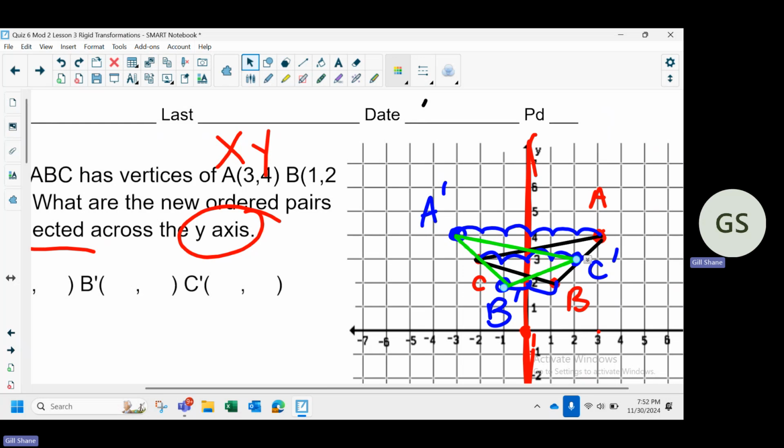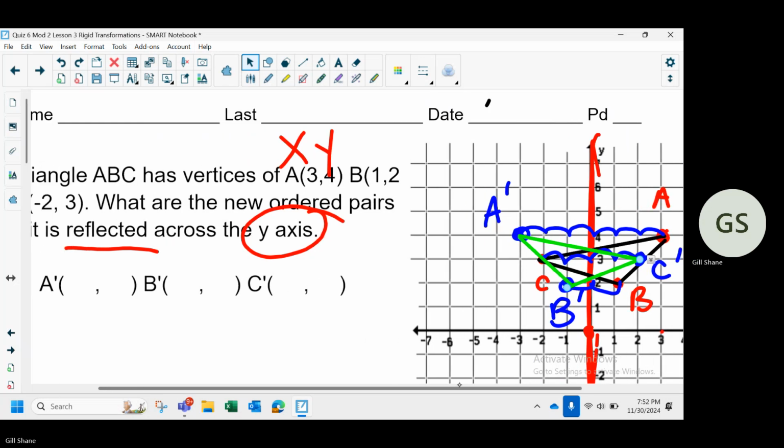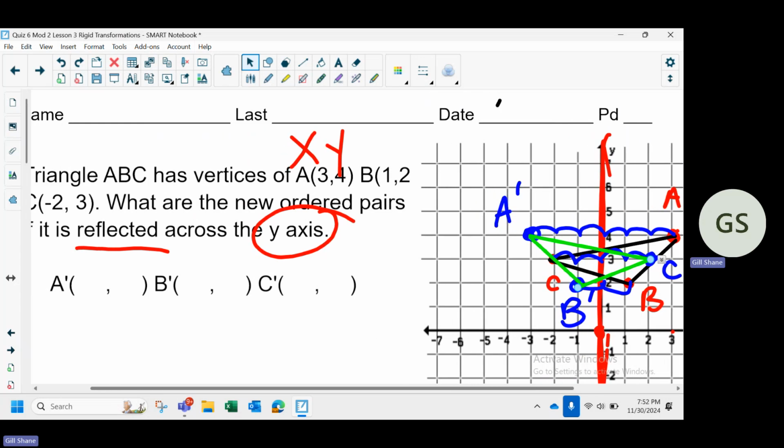So now all you do is you just write in the ordered pairs. So A prime is -3, +4. Let me go back to the pen, and I'll do that in blue. -3, +4. B prime is -1, +2. I'm just writing these straight from the graph. So I'm looking at the point on the graph. B prime is at -1, +2.